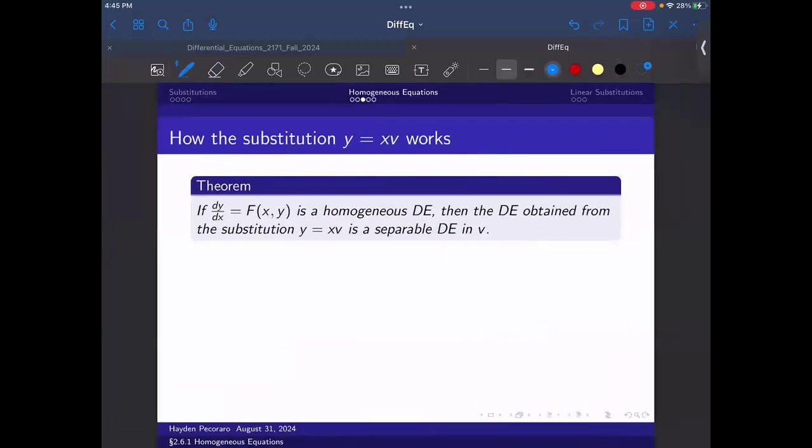So how this substitution works. Here's a shortcut, a theorem: if this is a homogeneous DE, then the differential equation you get out as a result ends up being separable. And it's always separable. Why? Oh, let's prove it. So let's take my differential equation, dy dx, and since we know it's homogeneous, I can write it as g, some single variable function of y over x, where I plug in y over x.